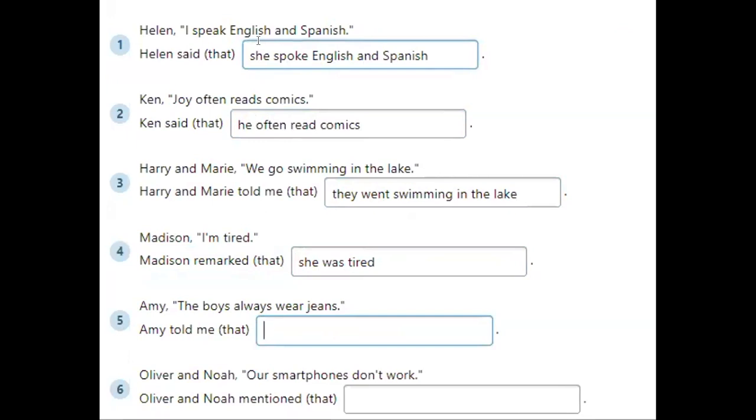How can we turn this into reported speech? Wore. Boys always wore jeans. Okay, can you do the last one, you think? Oliver and Noah, what do Oliver and Noah say? This is the last one. We're almost done with it. Their smartphones don't work. And what is the past of don't work? Didn't work. Didn't work, exactly. That is it. You got it. That's good practice.